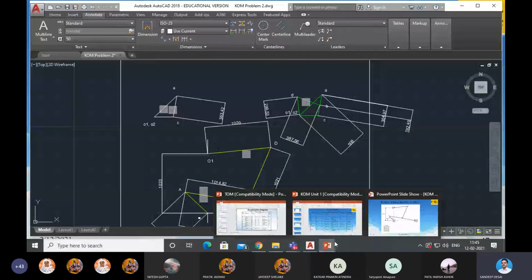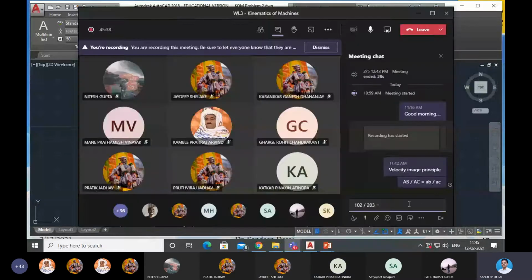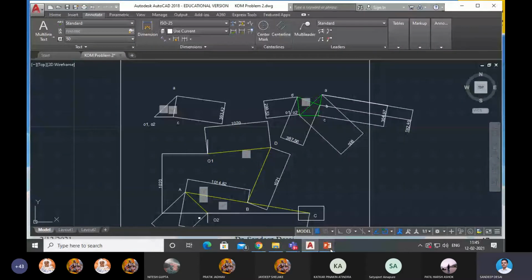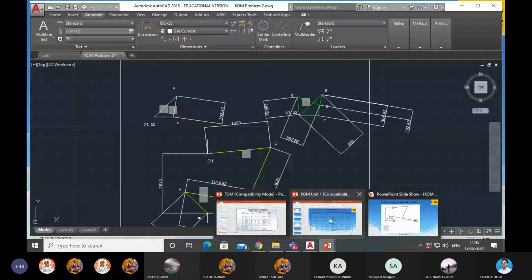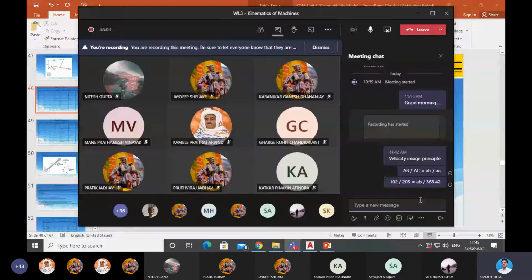Whatever is known, let us write down in the chat box. Capital AB is 102 mm. Capital AC is 203 mm. Small ab is known or not known? Not known. And this is 363.42. Please solve this for AB. Everyone, please solve it for AB and write down your answers quickly in the chat box.